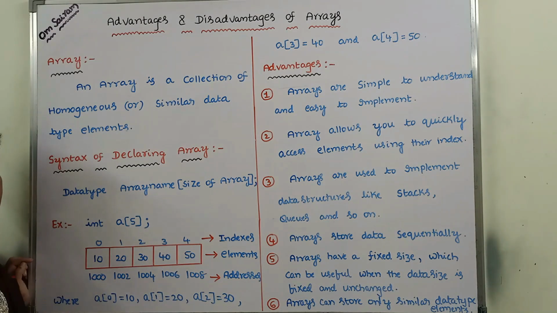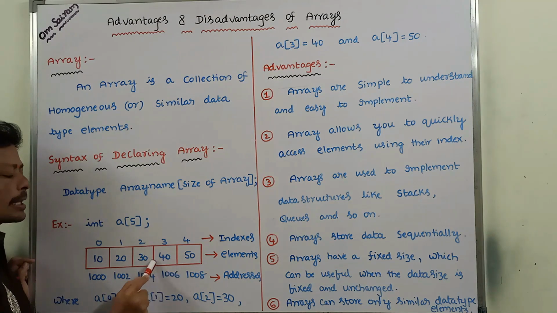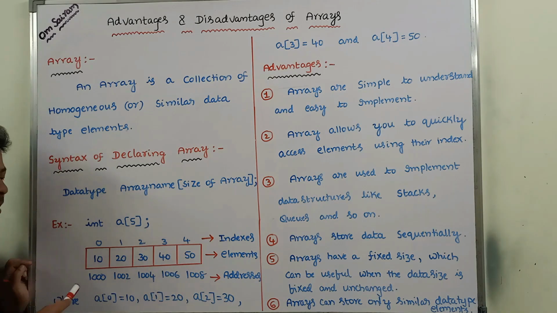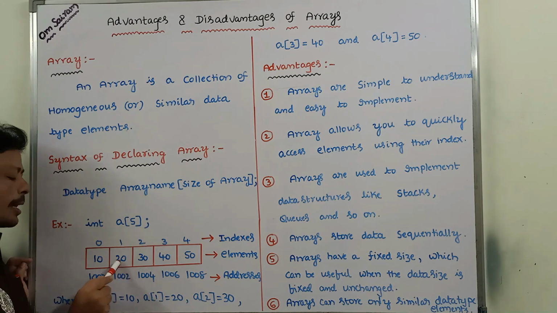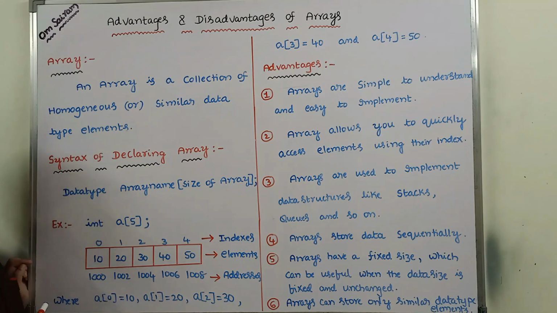Next, the addresses. The first element address is 1000. The next element addresses are 1002, 1004, 1006, and 1008. The first element address is called the base address. To get the next element address, we add 2 to the base address, because every integer occupies 2 bytes. Base address 1000 plus 2 is 1002, the address of the next element, that is 20.